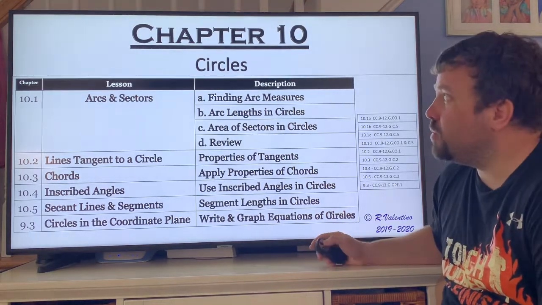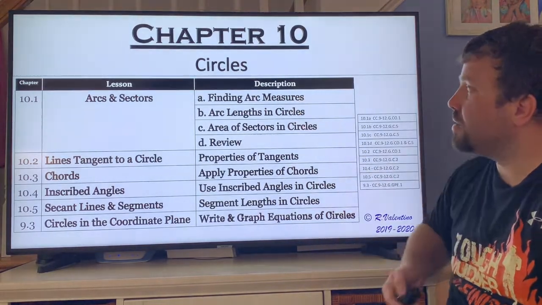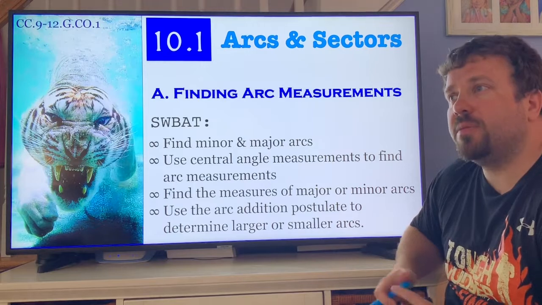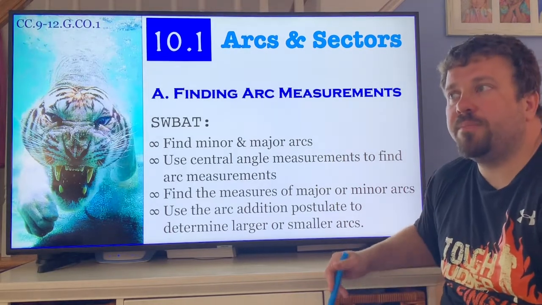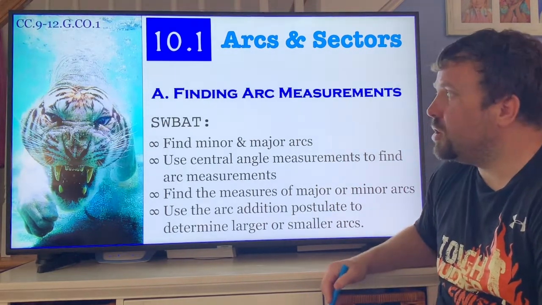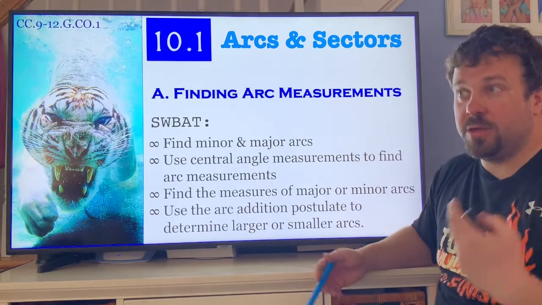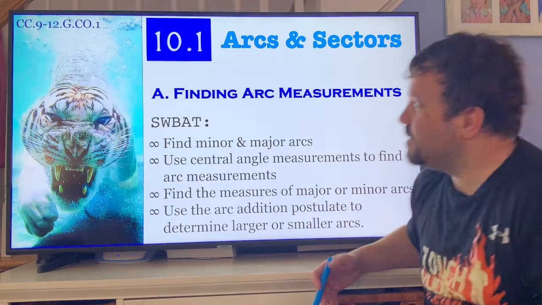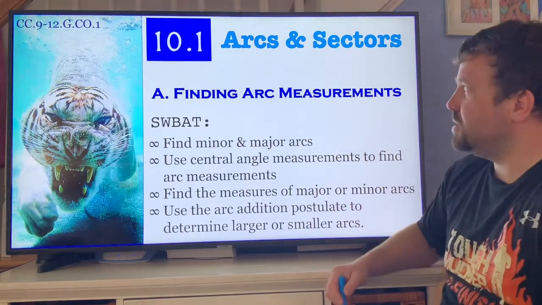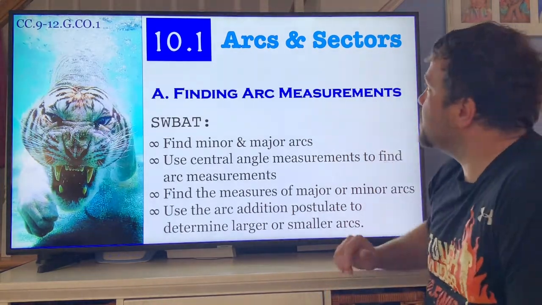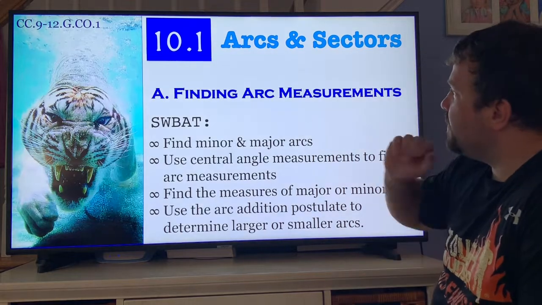All right, so we're going to start today with finding arc measures. Now, if you're having a problem using the calculator on the NJSLA site, you can always use the one on Desmos. That's pretty easy. You can use the calculator on your phone or any other place you want, because now we don't have to use the trig function, so it's a little easier. All right, today we're going over arcs and sectors. So we're going to find arc measurements.